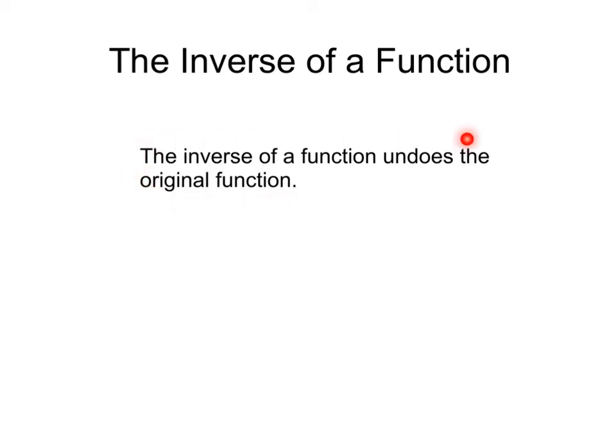The inverse of a function undoes the original function. Or we could say, the inverse of a function undoes whatever your original function did. Okay. We'll give an example of what that means in just a second, but first I want to talk a little bit about notation. We've been working in class with functions that were named f and g. So how do we write down the inverse of these things?